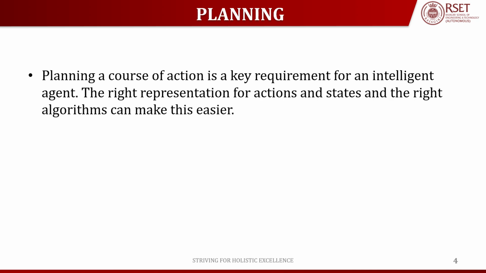As we discussed about planning in our previous video, planning is a course of action, which is a key requirement for an intelligent agent. An intelligent agent must determine what actions to perform, in what order, in order to achieve a goal. So the right representation for actions and states, and the right algorithms, make planning much easier. This also reminds us that planning depends mainly on three factors: how states are represented, how actions are represented, and how search is performed. These are the things which we already saw in our previous videos.